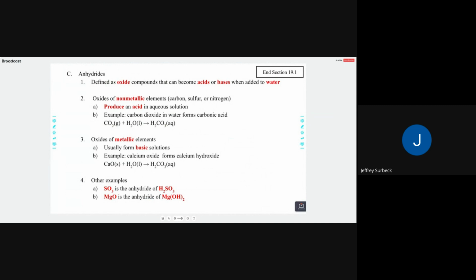Now, bases can also form here. So we have calcium oxide. It gets added to water, and it can also form, it should not be H2CO3, so I want you to cross this out here. This should actually be calcium hydroxide. Calcium hydroxide would be Ca(OH)2, and that is what we consider a strong base. Again, some other examples can do very similar things.